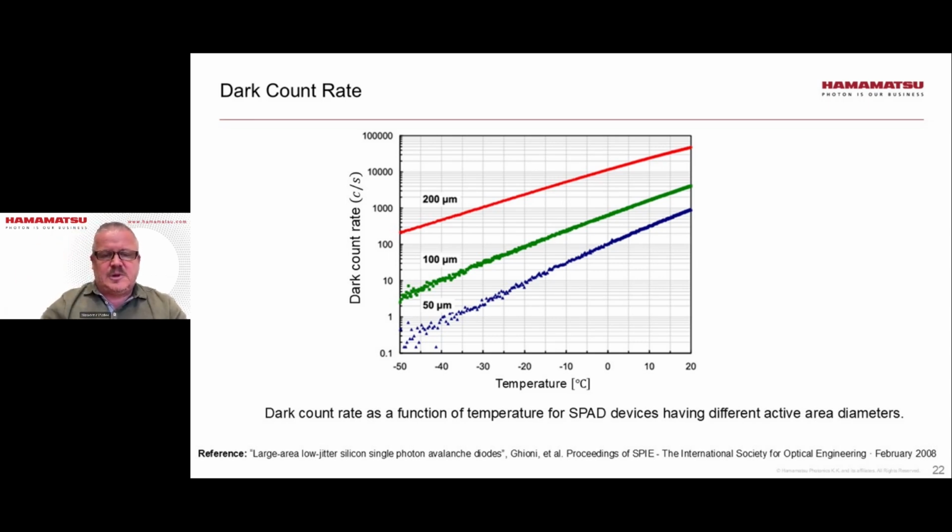The dark count rate will also depend, when it comes to a device itself, on the size of a SPAD. And so here we have a plot of dark count rate for 3 SPADs differing by the size of the active region. For a given temperature, we see that the rate increases with increasing size.